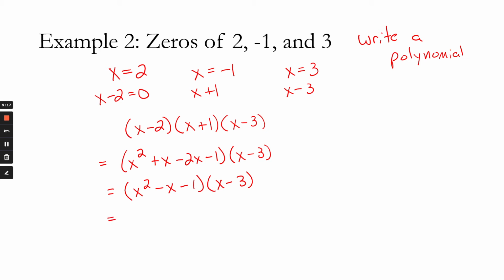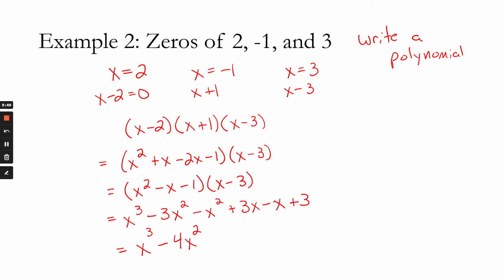I'm going to multiply x squared times everything. Now I'm going to multiply x times everything. Now I'm going to multiply negative 1 times everything. And then we combine our like terms to get our final answer. It's x to the third. You've got negative 3x squared minus x squared, so that's minus 4x squared. I've got 3x.